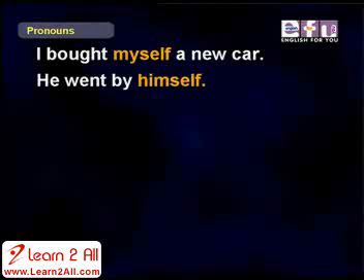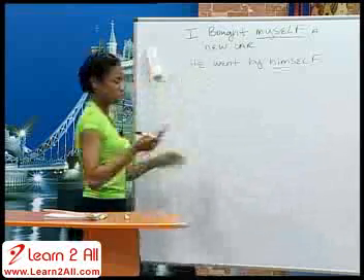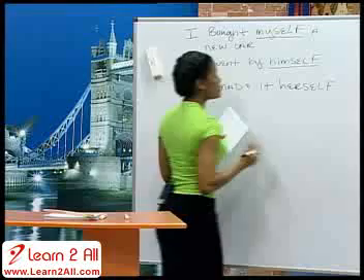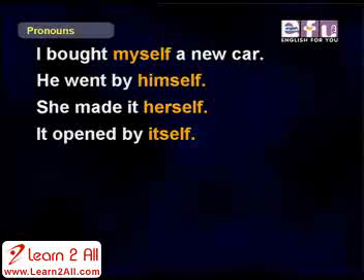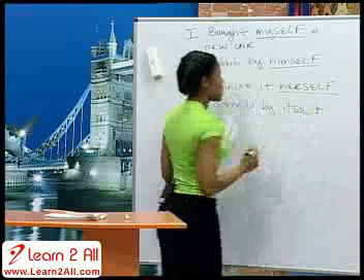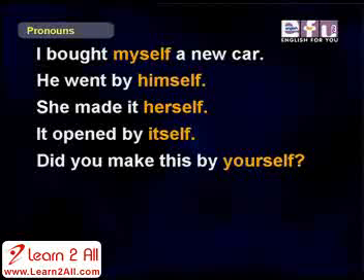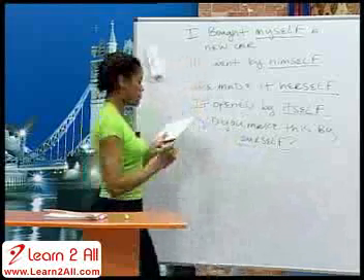He went by himself. She made a fabulous chocolate cake herself. Okay, so you can say she made it herself. It opened by itself. So the wind caused the door to open. Did you make this by yourself? Okay, reflexive pronoun, yourself.